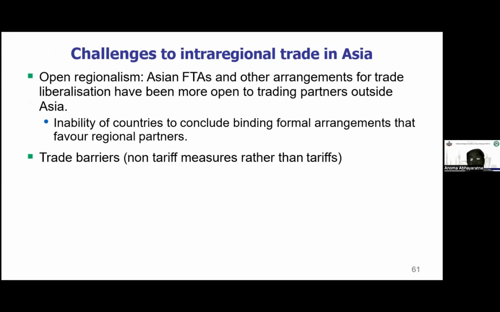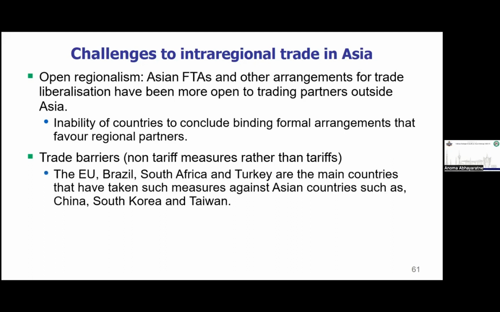Even sometimes when countries enter into agreements, they are not able to keep them. There are other barriers other than taxes, like I said before.